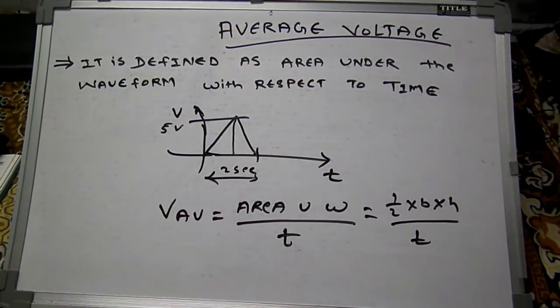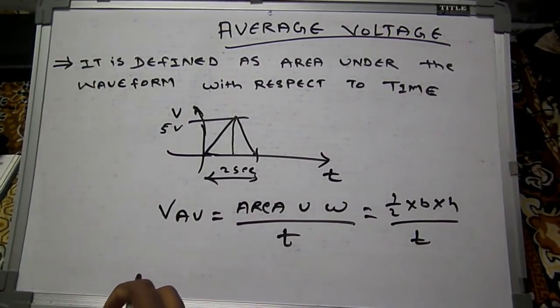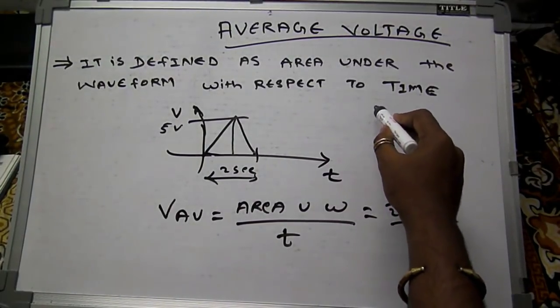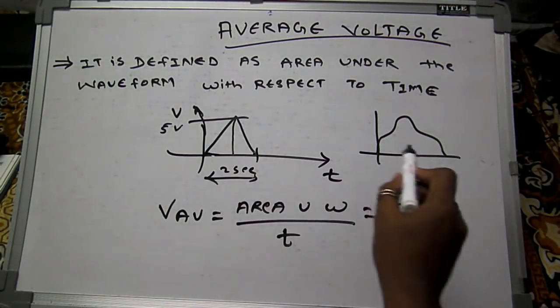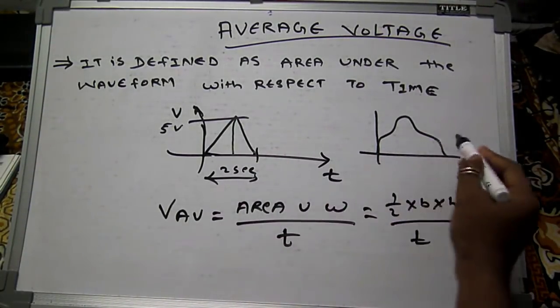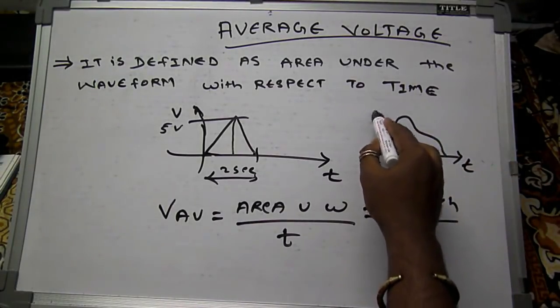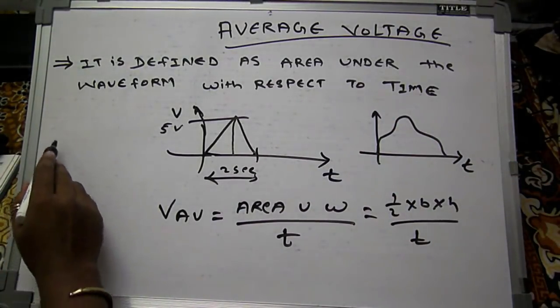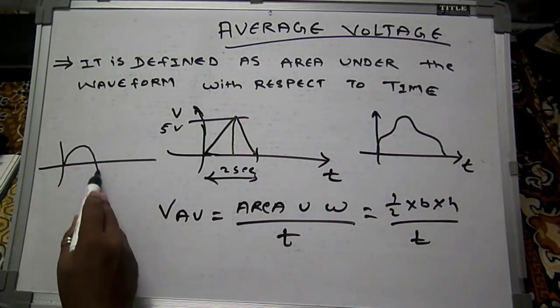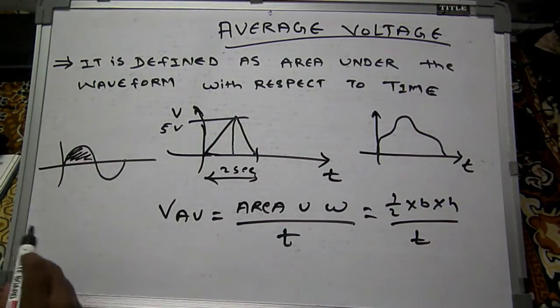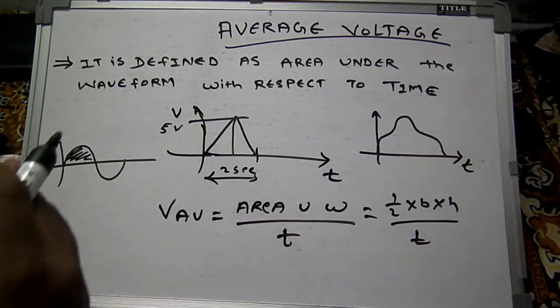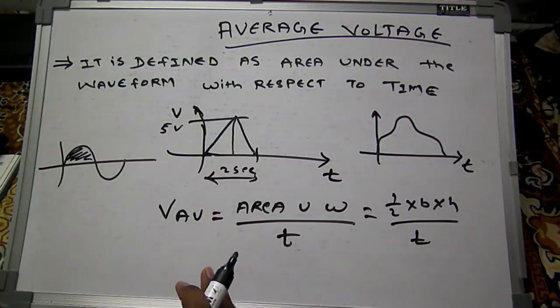So this was easy, but the problem comes when there is a random signal. Random signal means, suppose this is our waveform. Then how will you calculate the area of it? That time it becomes more problematic. Suppose we have a waveform like this, and we have to calculate the area of this. We don't have any formula to calculate this. So when the value is not constant, we take integration.